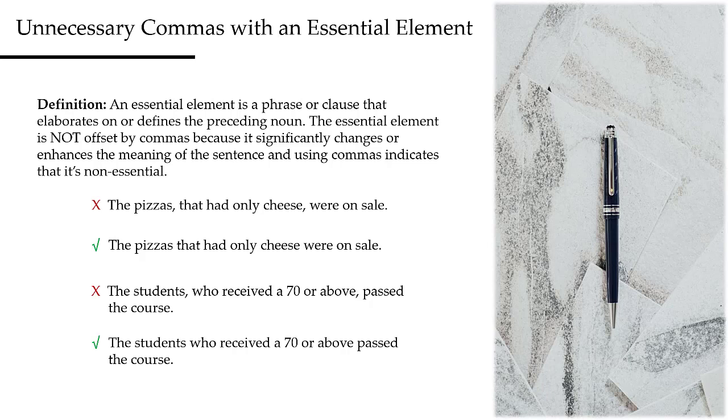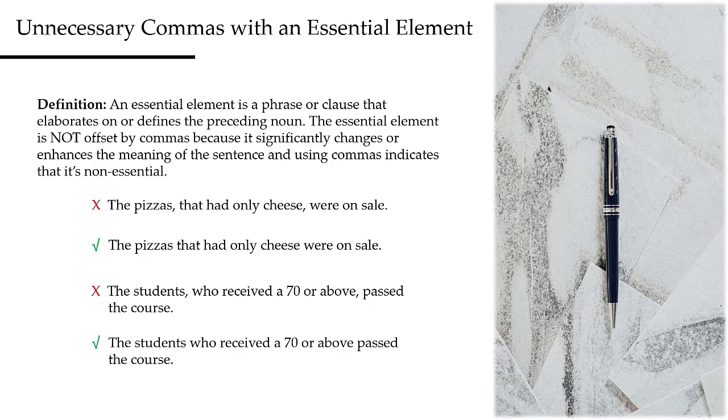So here's another example of unnecessary commas with an essential element. The students, comma, who received a 70 or above, comma, passed the course. In this case, we mean that only those students who received a 70 or above passed the course. So that part that's currently separated by commas, that's essential to the meaning of the sentence. It doesn't mean the same thing if we just say the students passed the course.